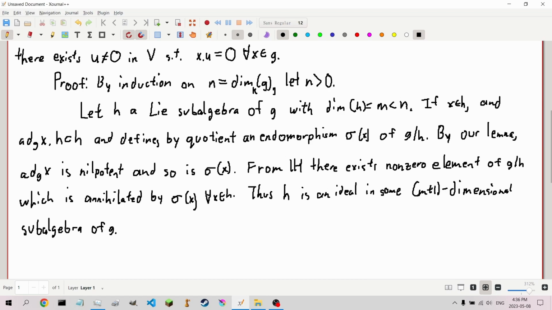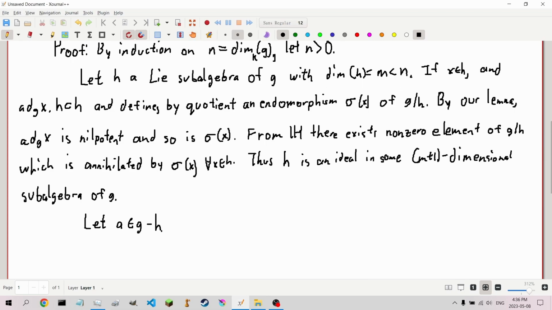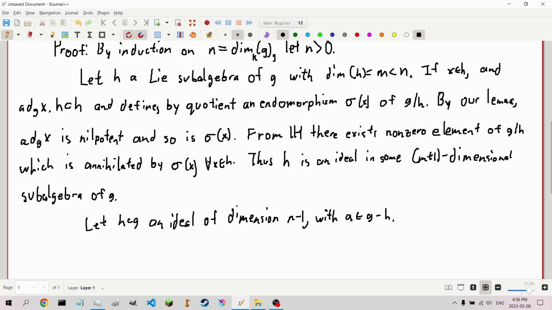So we're going to let A in G but not in H. Okay, I guess I should write: let H in G be an ideal of dimension n-1 with A in G minus H. So A is essentially a point along our new dimension, if you know what I mean.